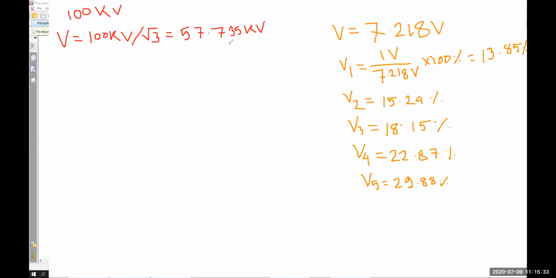That is your V. If that is your V, so how much is your V1? You have the percentage, right? If you have the percentage, you just write the percentage and multiply. That's it. 13.85% of it. Of means multiplication, right?